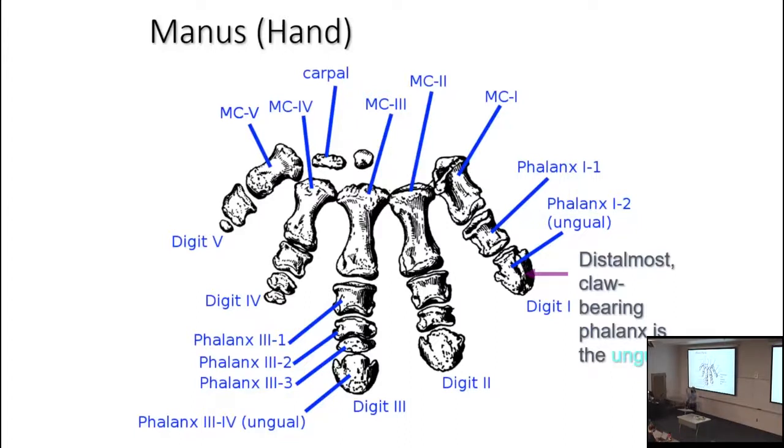So manus, the adjective, manual. That's where we get that word, manual, of the hand. Carpals, metacarpals, digits, 1, 2, 3, 4, 5, made up of individual phalanges.